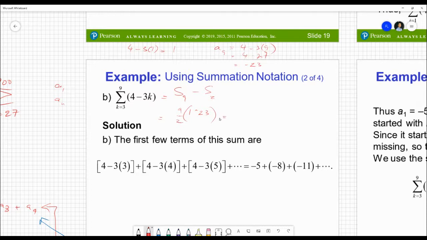Okay, so let's find out what that is. Actually, I'm going to do that on the next line. All right, I'm going to find out what the value of this one is. So that's S9 right there, minus.